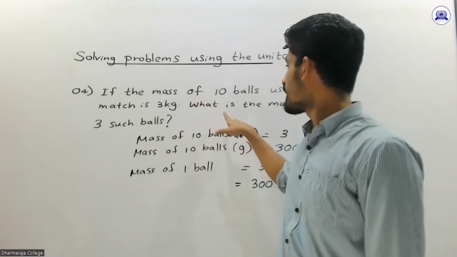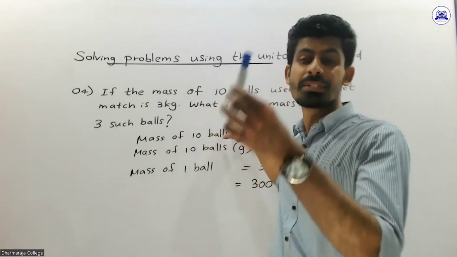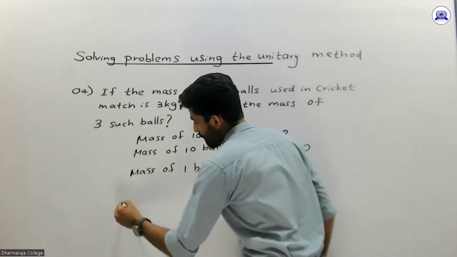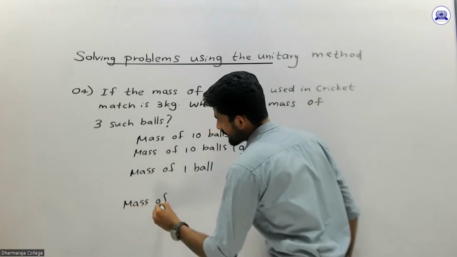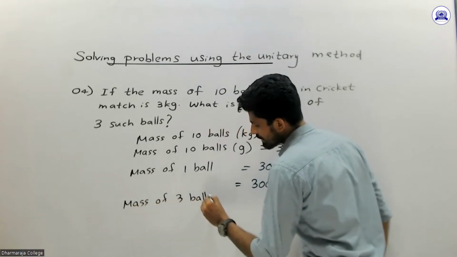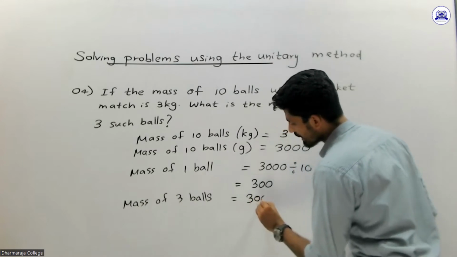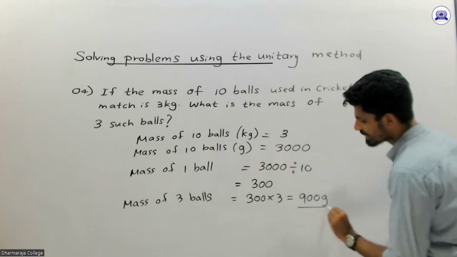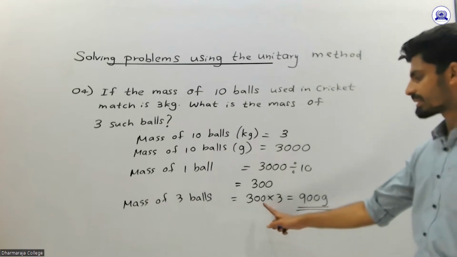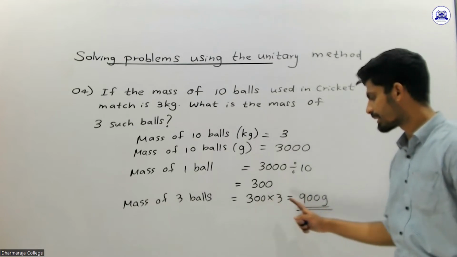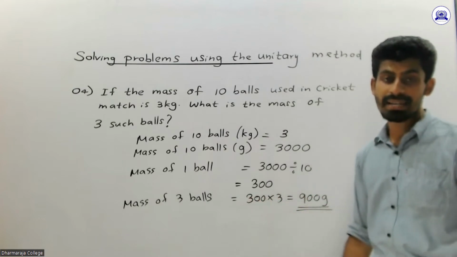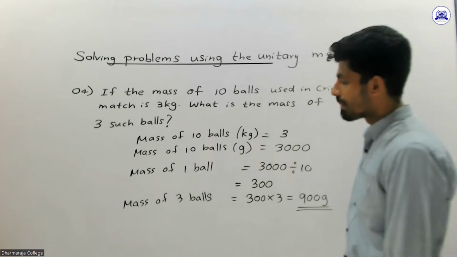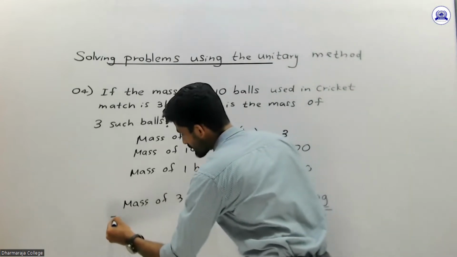So you need to find out the answer for 3 such balls. How can you do that? Mass of 3 balls equals 300 multiplied by 3, 900 grams. 3 into 0, 0, 3 into 0, 0, 3 into 3, 9. 900 grams should be the answer. The mass of 3 balls, I can write down the answer.